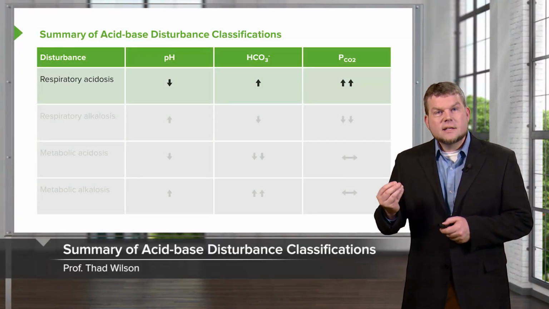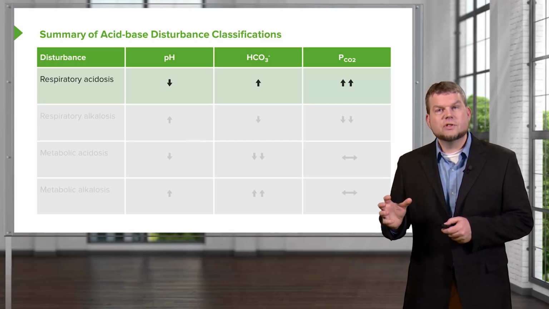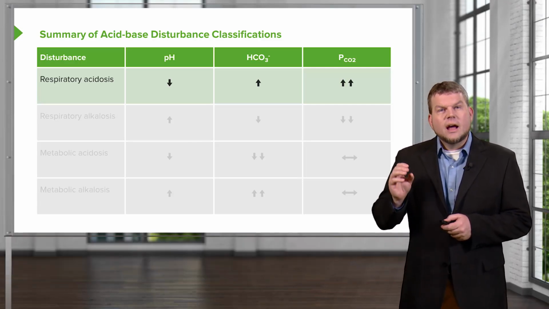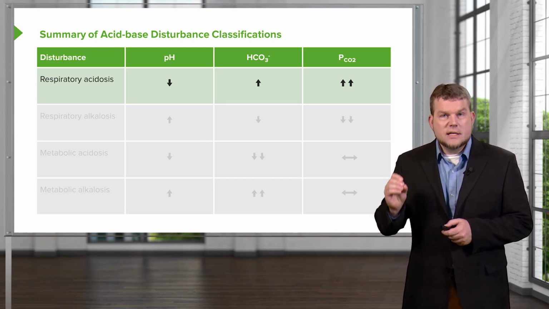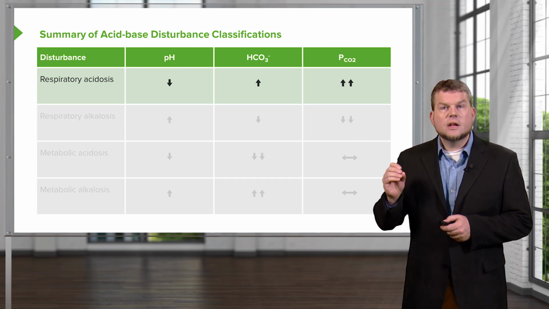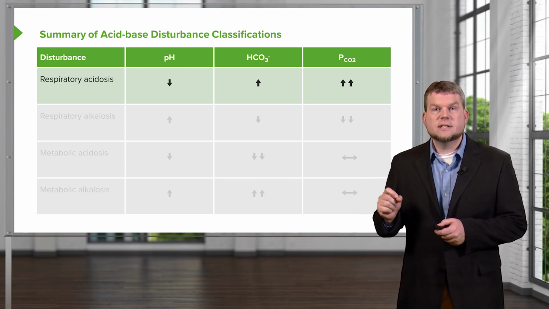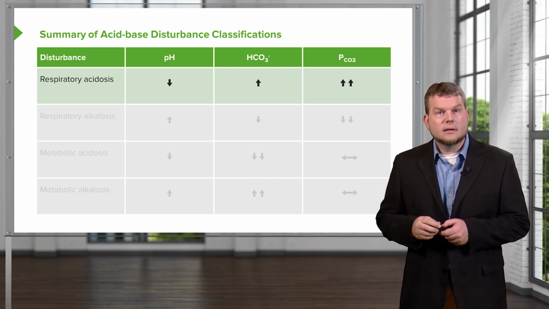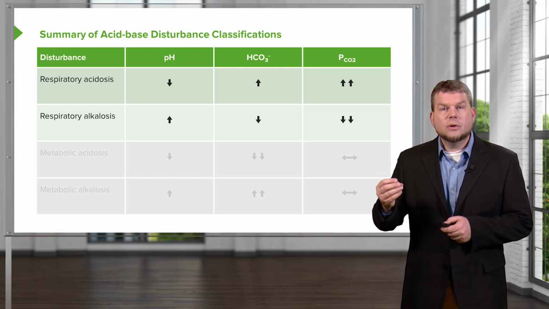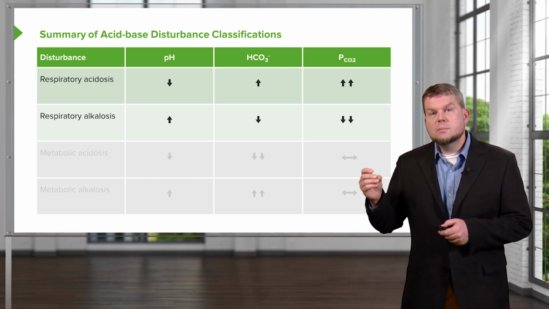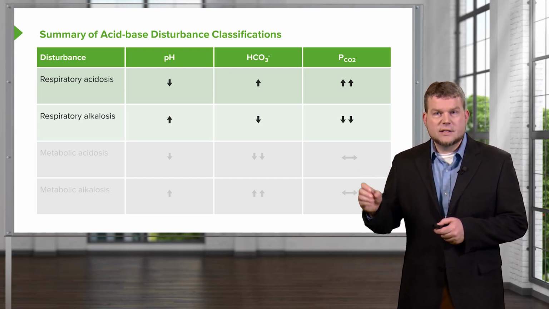To summarize the acid-base disturbances, we can utilize this type of a chart. A respiratory acidosis always involves a decrease in pH, a small increase in bicarb, and a large increase in carbon dioxide. A respiratory alkalosis is an increase in pH, a small decrease in bicarb, and a large decrease in CO2.